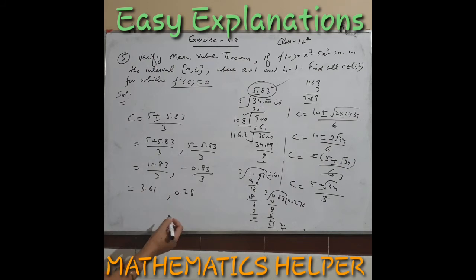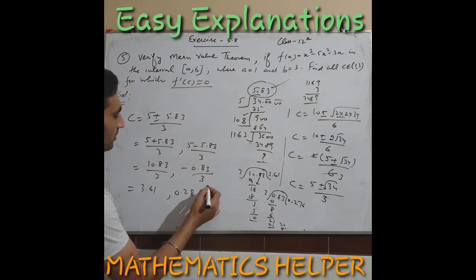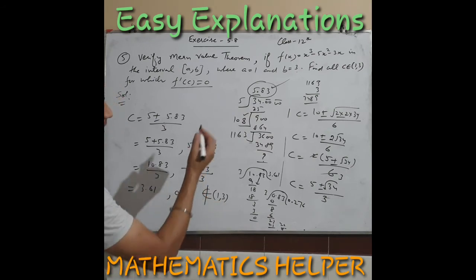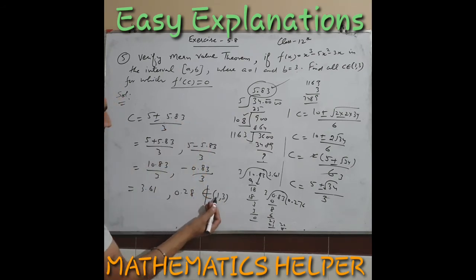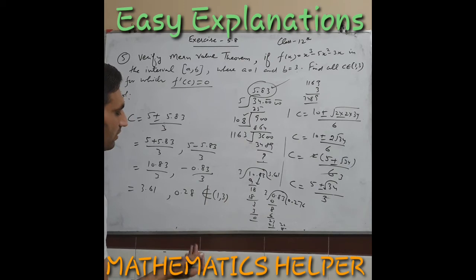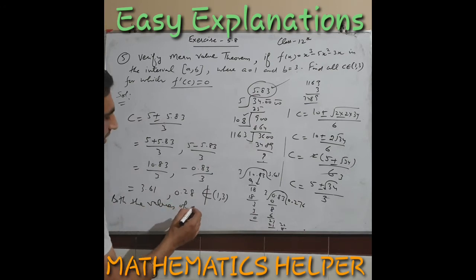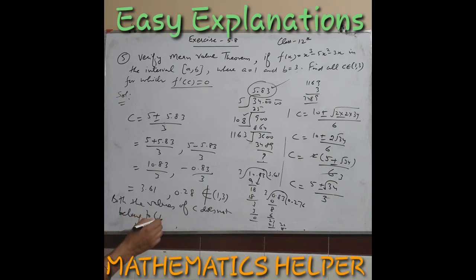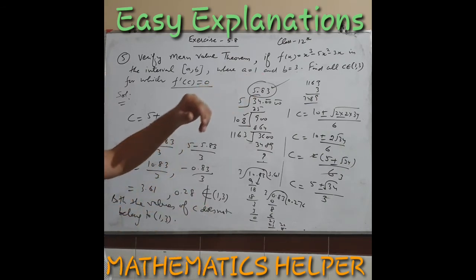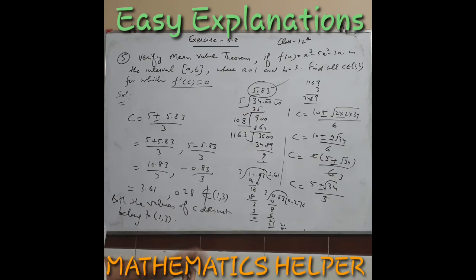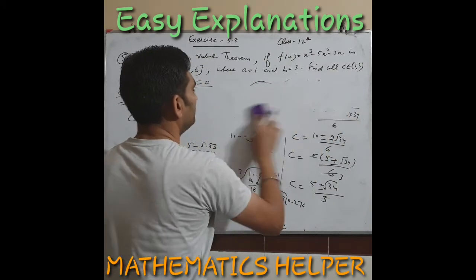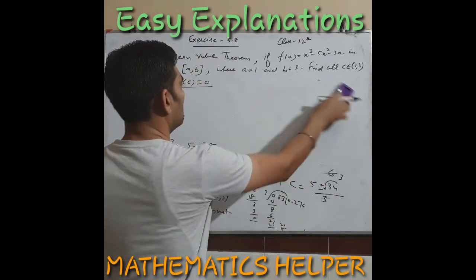But both of these values do not belong to the open interval 1, 3 given. This value is less than 1, and even 1 is not included there. This one is more than 3, which is also not possible to write. So both the values of c do not belong to the open interval 1, 3. So in that case, what do we have to write? You have to write all the values for which this derivative is equal to 0. But there is no value of c, so we have to write: therefore, or hence, there is no value of c.